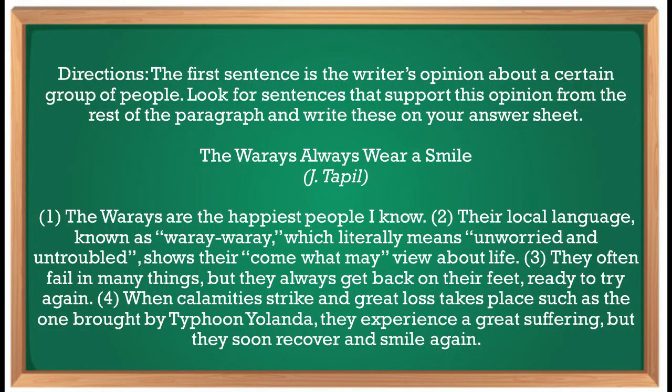The first sentence is the writer's opinion about a certain group of people. Look for sentences that support this opinion from the rest of the paragraph and write these on your answer sheet.